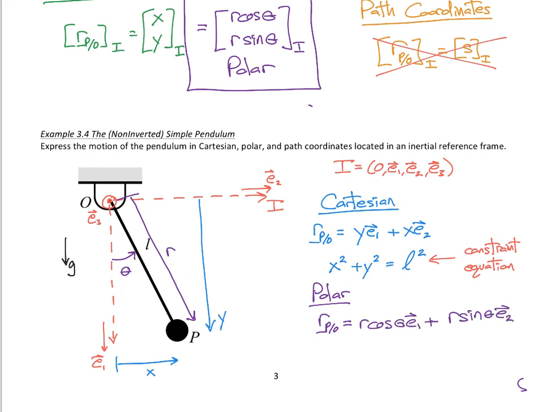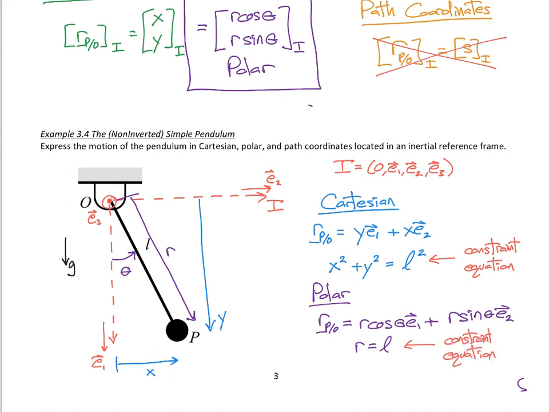Just like with Cartesian coordinates, we need to apply a constraint equation. The constraint equation that we used earlier, x squared plus y squared is equal to L squared, is the constraint equation only for our Cartesian coordinates. Now with polar coordinates, we have a new constraint. The constraint here is conceptually and qualitatively the same, which is that the distance between O and P will always be the same, even though P is moving. And so our constraint, when we write this, is that r is equal to L.